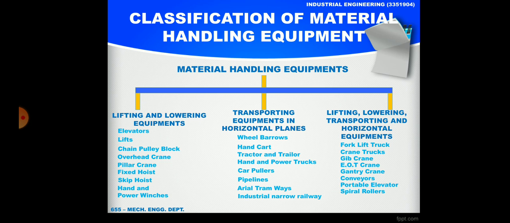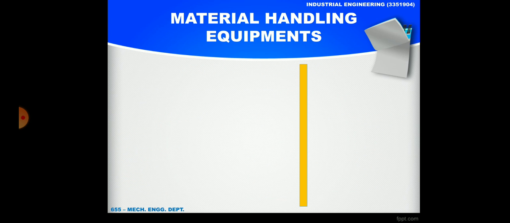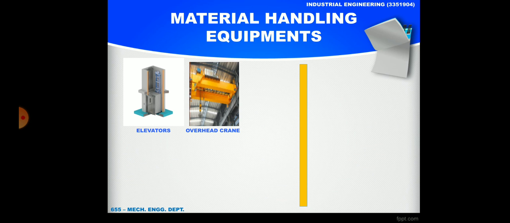Let's have a brief discussion with the images. Material handling equipment. First of all, we have the lifting equipment known as elevators or lifts. What is the difference between elevator and lift? Elevators are closed from all sides, while a lift is open from one side. Generally seen in any industrial area, building, or apartment. Overhead crane, generally seen in industry for pulling heavy loads up or down.